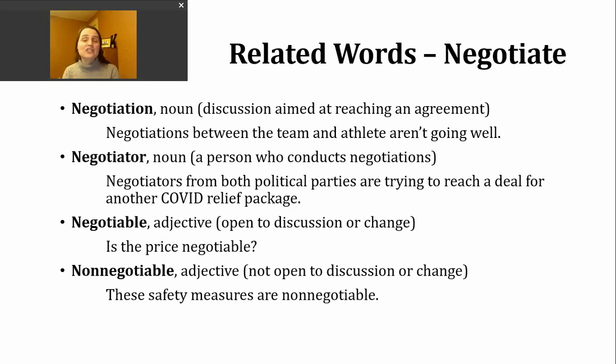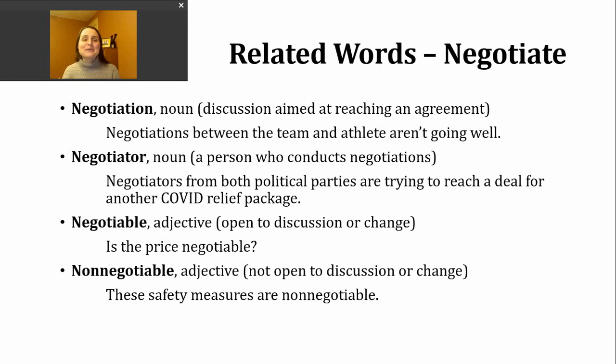And the first is just the noun form. It's negotiation. This means a discussion aimed at reaching an agreement. Here's an example sentence. Negotiations between the team and athlete aren't going well.